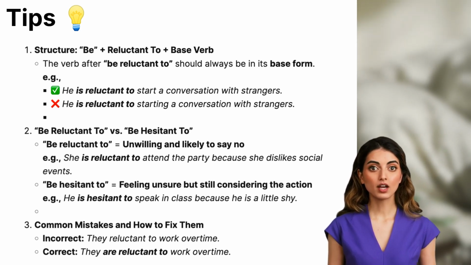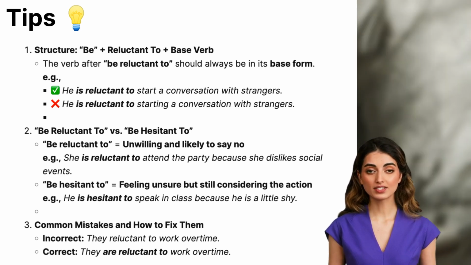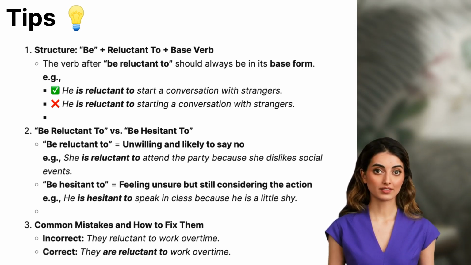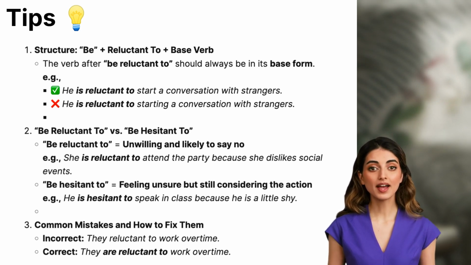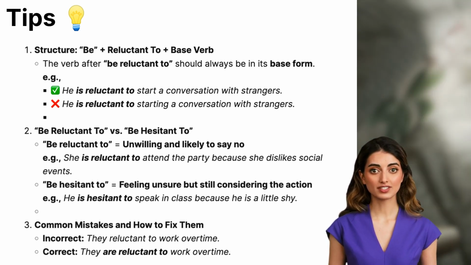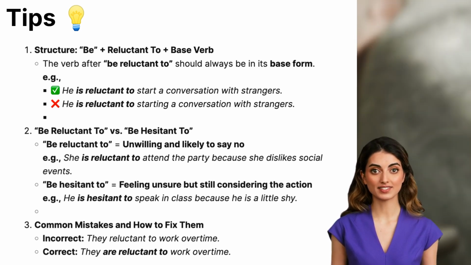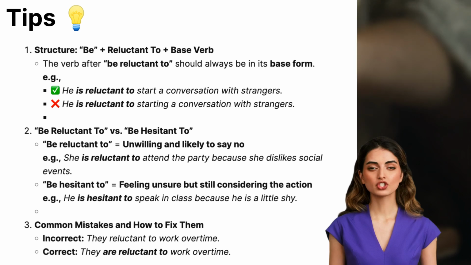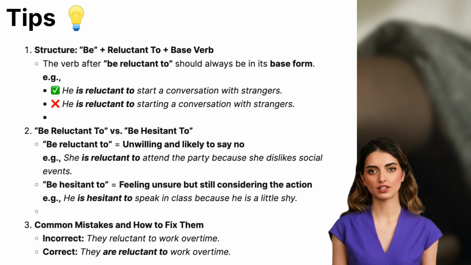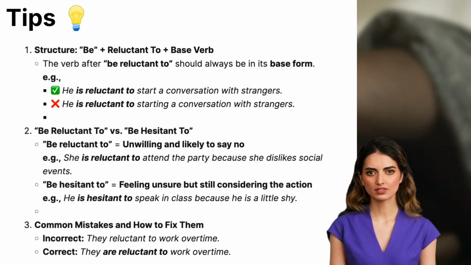2. Be reluctant to versus be hesitant to. Many learners wonder about the difference between be reluctant to and be hesitant to. Be reluctant to means someone is unwilling and likely to say no. Example: she is reluctant to attend the party because she dislikes social events. She does not want to go.